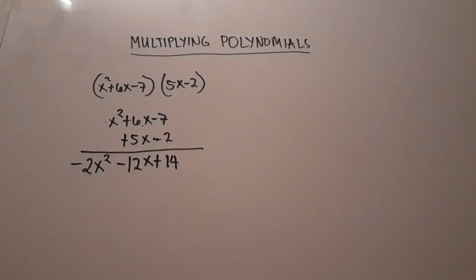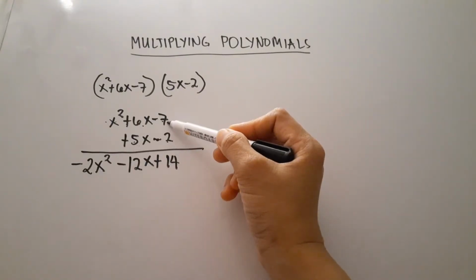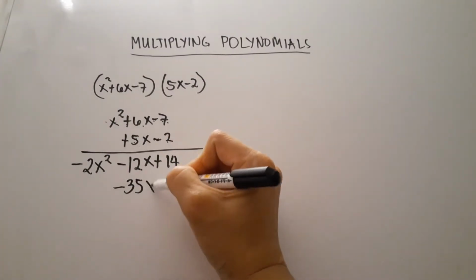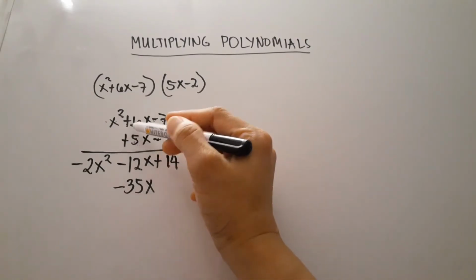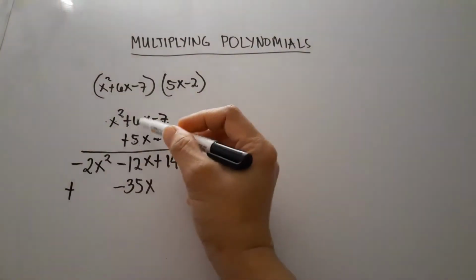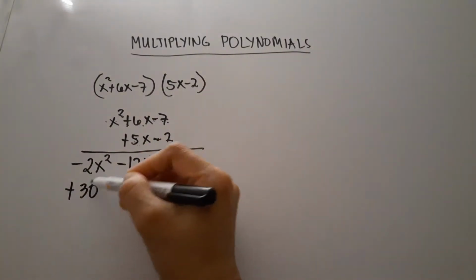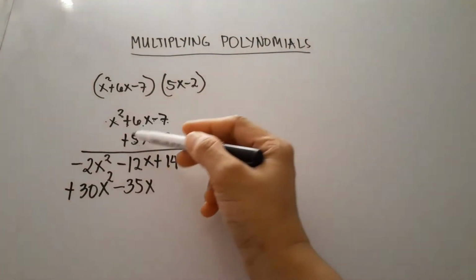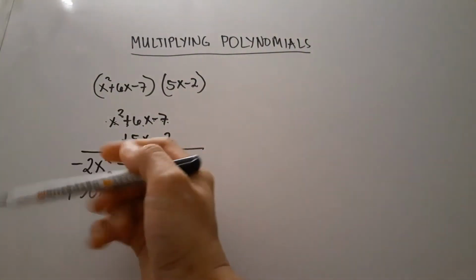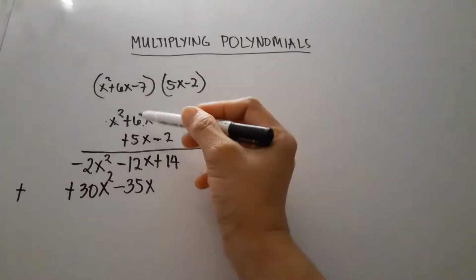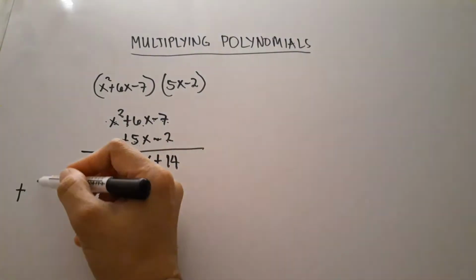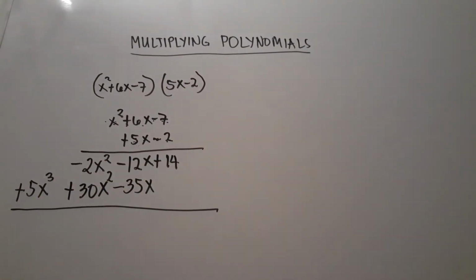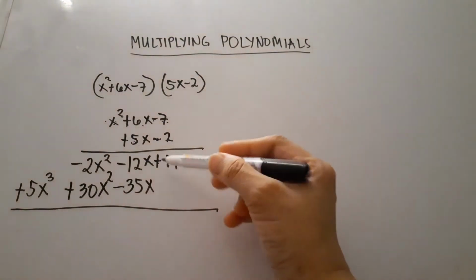And then we multiply the first row by 5x. So negative 7 times 5x becomes negative 35x. Then positive 5x times 6x becomes 30x squared. Then 5x times x squared becomes positive 5x cubed. Equals, bring down 14.